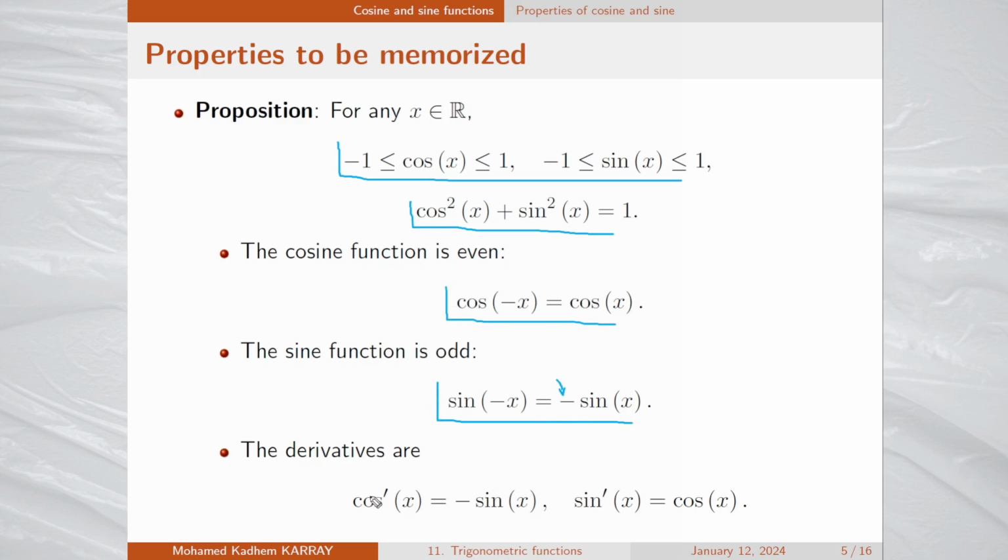Finally, the derivatives of the functions considered here are as follows. The derivative of cosine equals minus sine, and the derivative of sine equals cosine. So please keep in mind that there is a minus sign here.